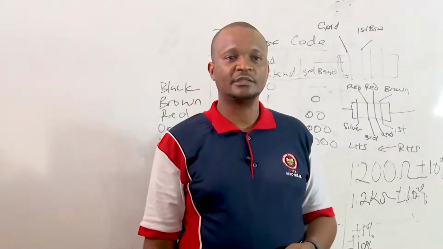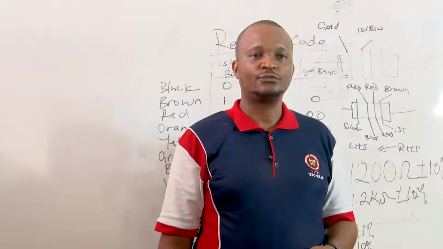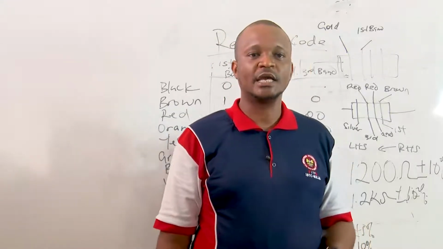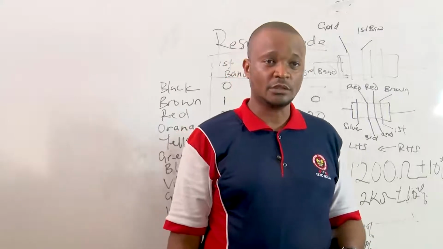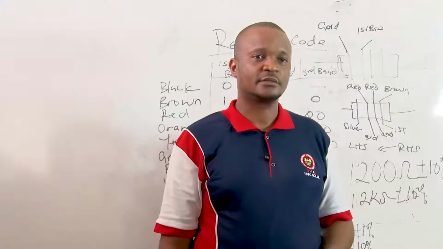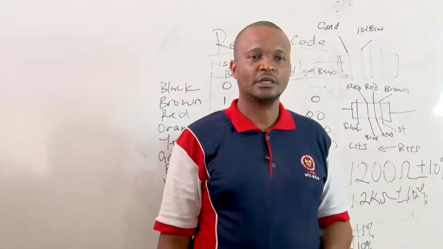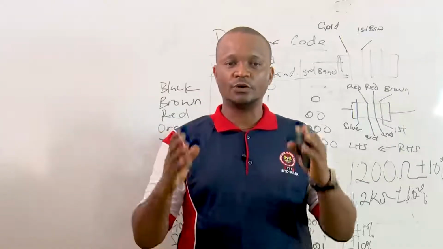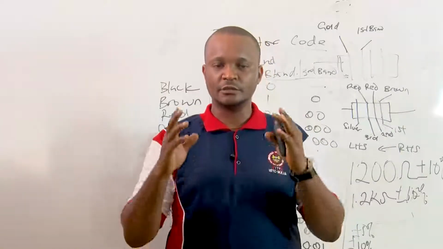When you divide it accordingly, you have 4.7 mega ohms plus or minus 10%, because the tolerance is silver. So this is the foundation for the 4-band resistor.